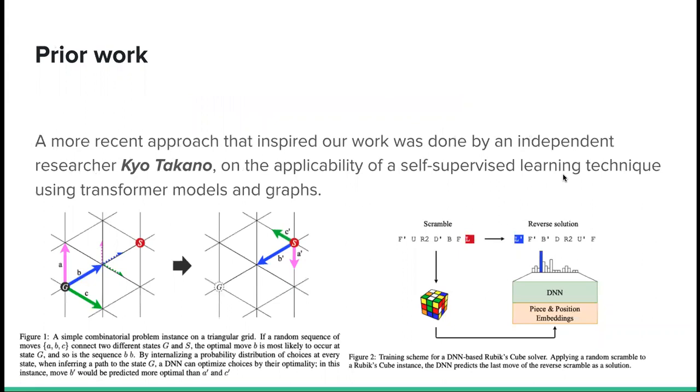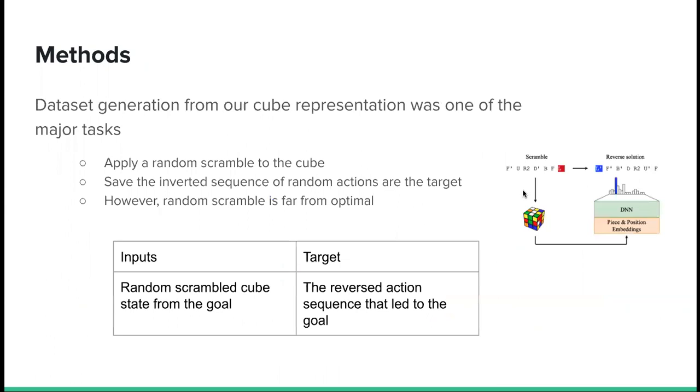So there's a lot of prior work, but we'll touch upon the most recent work, which we built off of. The most recent approach that inspired our work was done by an independent researcher, Kyo Takano, on the applicability of a self-supervised learning technique using transformer models and graphs. So methods. How did we do all of this?